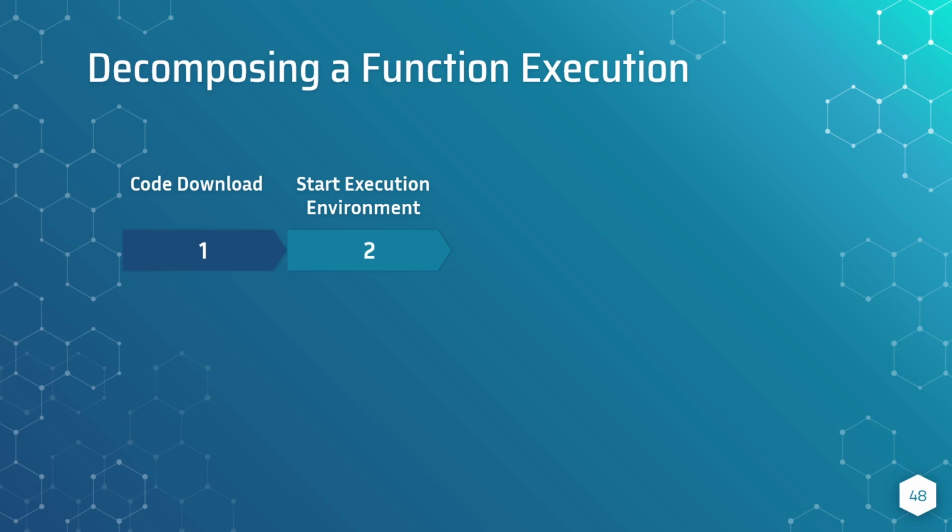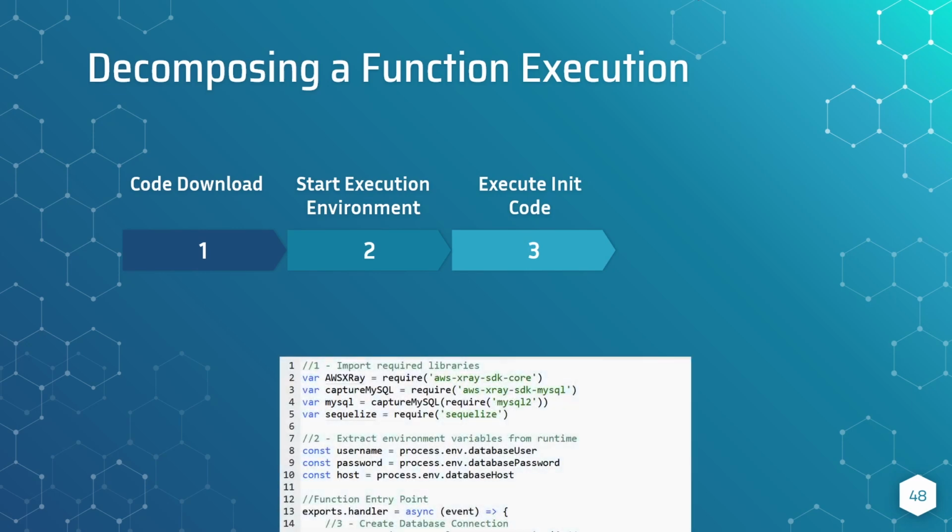All right, so after that's taken place, so after we've downloaded our code and after we've started our execution environment, the next step is to execute the initialization code. Now, the initialization code, if I just take a look at an example here that we have down below, is the portion of your Lambda function that is outside of the handler function. So if I just grab my mouse here and let's go down here really quick. So this portion up here, like I said in the comments here, we're importing some required libraries. So we're using AWS X-Ray SDK Core, we're using X-Ray SDK for MySQL, we're using MySQL 2, and we're using a library called Sequelize. We're also doing some other stuff such as extracting environment variables from our runtime environment. This doesn't impact performance as well, just good to know that this is what it looks like.